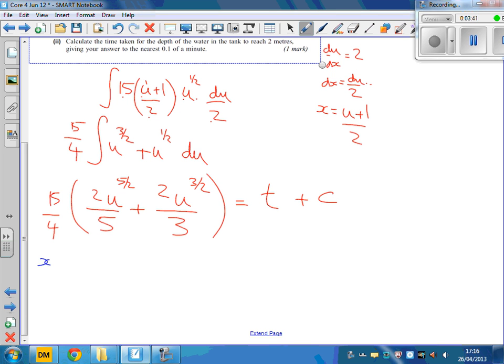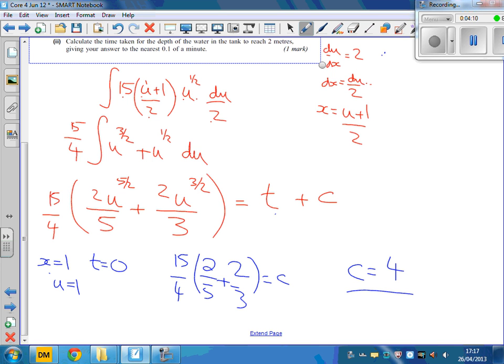We were told that when x is equal to 1, t is equal to 0. These aren't in terms of x, so let's put the 1 in there. When x is equal to 1, it's just above there. Then u was equal to 2x, take away 1. That means u is equal to 1 as well. Put the 1 in here. We're getting 15 over 4 times by 2/5 plus 2/3 equals, stick the 0 in there, equals c. It works out that c is equal to 4. And now all I've got to do is write the answer.